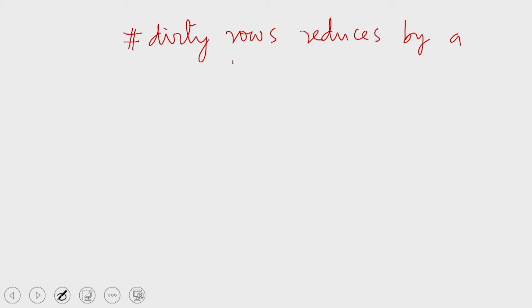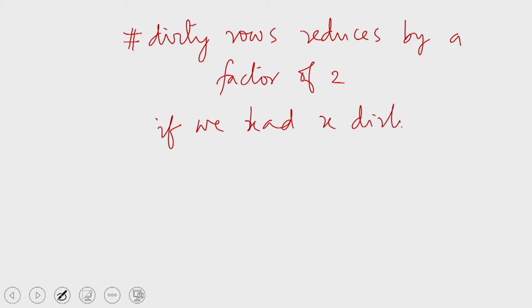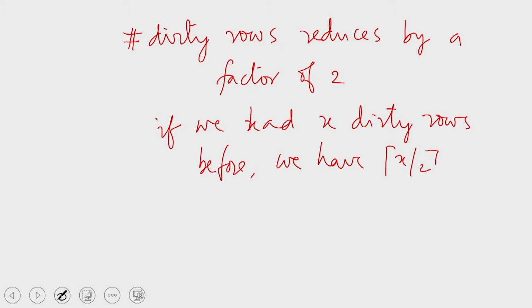But then this establishes that the number of dirty rows reduces by a factor of 2. If we had x dirty rows before, we have ceiling of x by 2 dirty rows now.